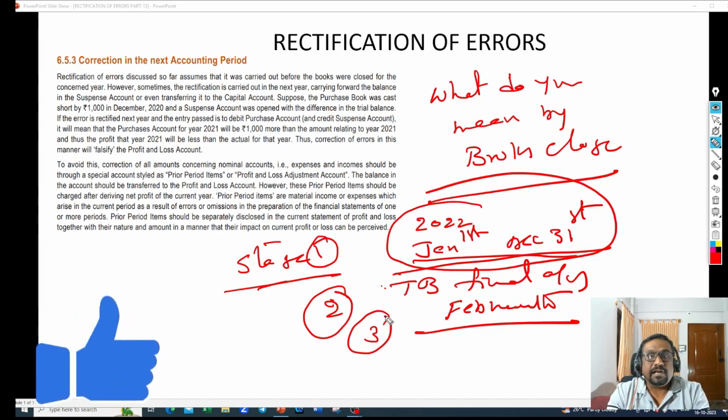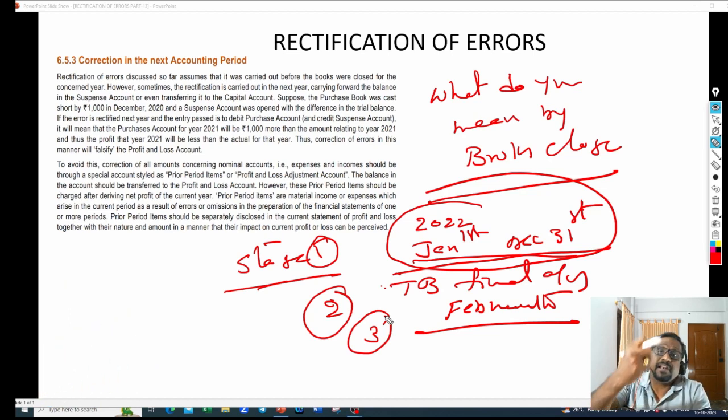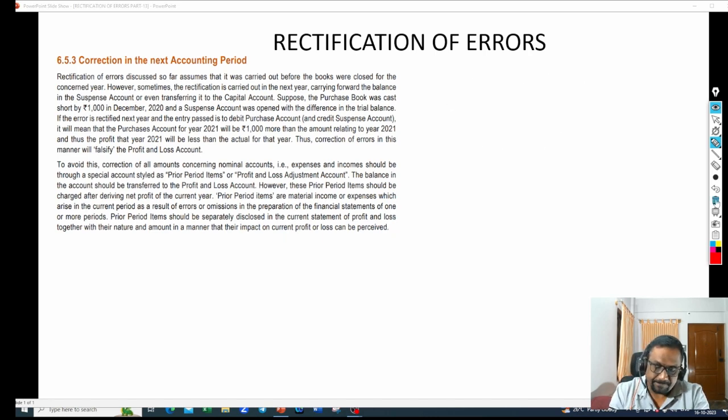But unfortunately, what happened? You identified some errors pertaining to the previous year after preparing the trial balance and final accounts. Now you are saying you cannot go back and rectify. If you cannot rectify them, then how to rectify them? You can rectify them in next year only. Now, how to rectify them in next year? That is what we are going to learn now.